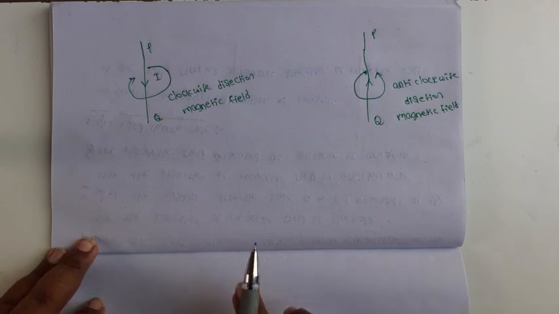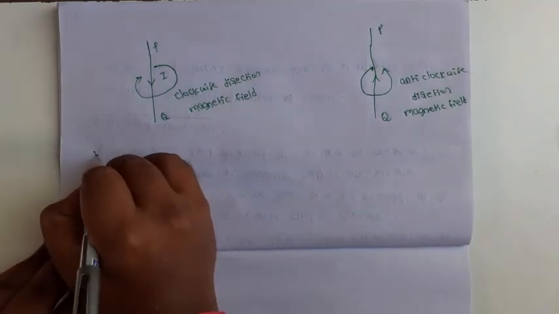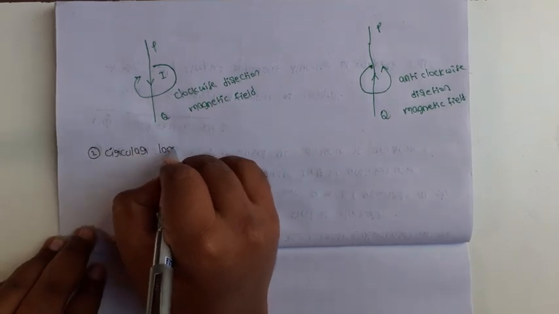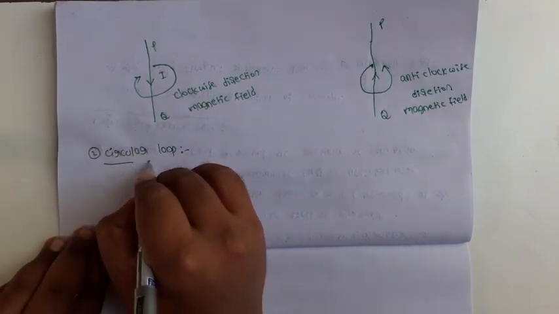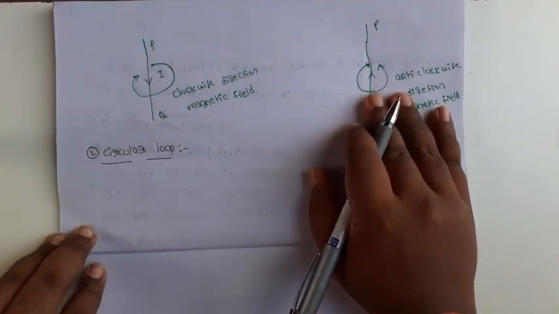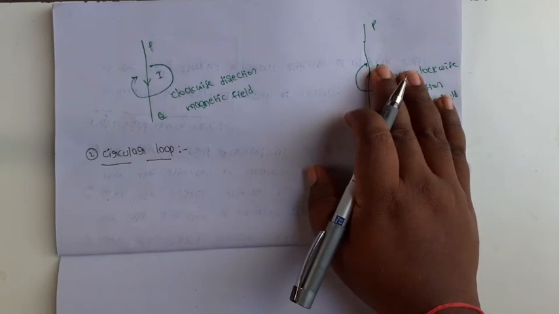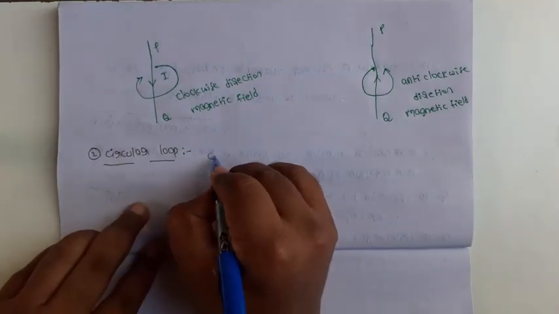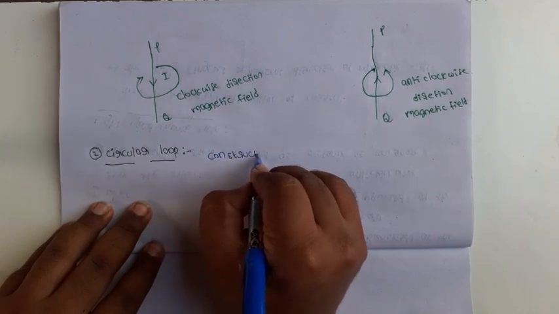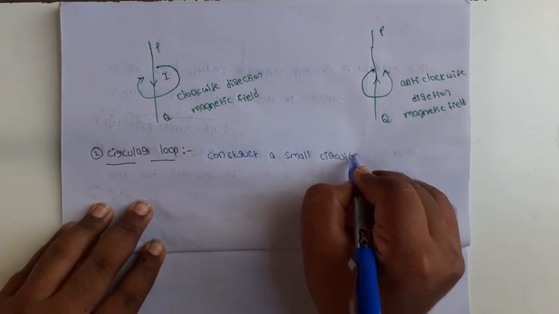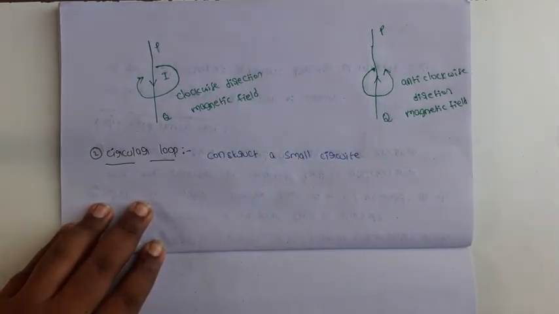The next case is the magnetic field due to a circular loop. Take a conductor placed in the form of a circular loop. In that case, we are going to define the direction of the magnetic field. Construct a small circuit with the help of a circular loop.